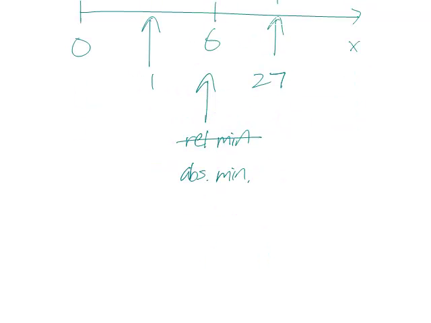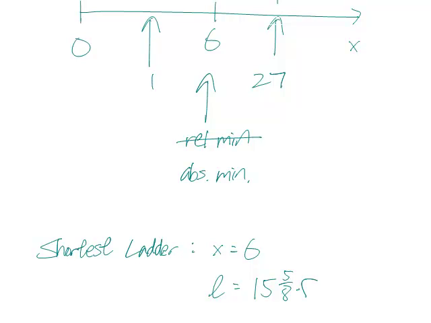And so the shortest ladder is when x is equal to 6. So it's placed 6 feet away from the wall. But the question is, what is L? You'll have to plug 6 back into the original function L to get that. And you should get 15 and 5/8 feet.